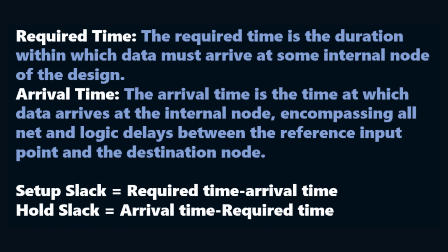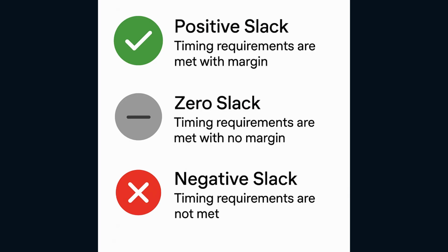Okay, so we get these numbers. Positive, hopefully. What does that number actually tell a designer about the chip? Is bigger always better? What if it's negative? Right, what does it mean? That's the crucial part. The slack value tells you directly if the chip can run reliably at the speed it's designed for. There are three main scenarios for slack.